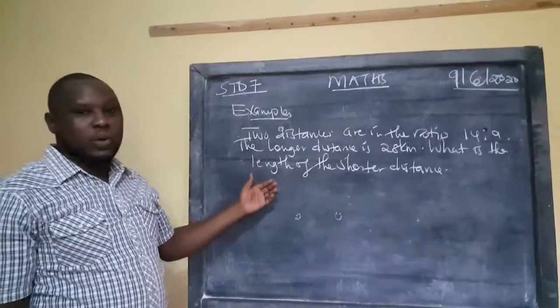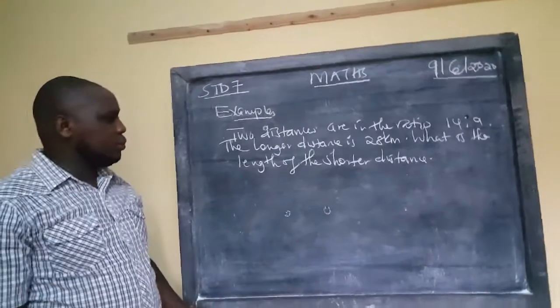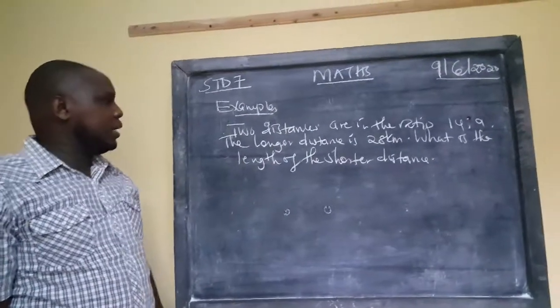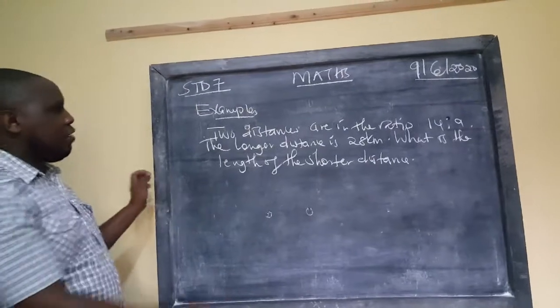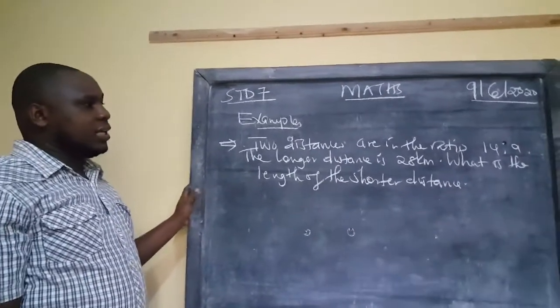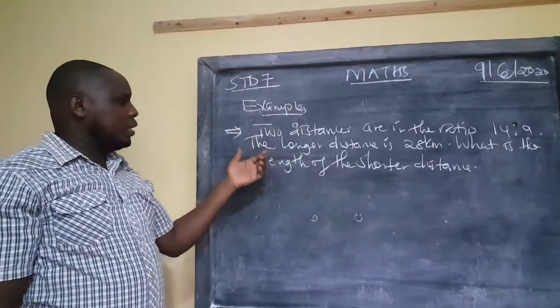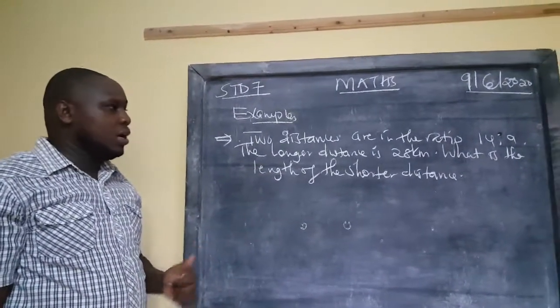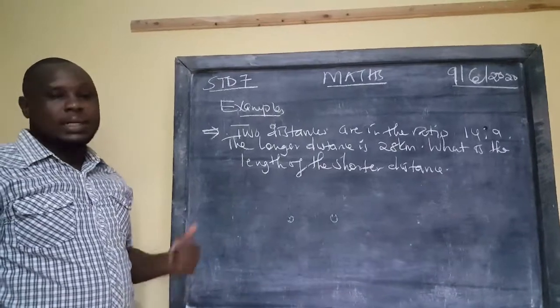In today's lesson, we want to continue from where we left off before we get into another subtopic. I've given an example of a question that I wanted to teach today. Two distances are in the ratio 14:9. The longer distance is 28 kilometers. What is the length of the shorter distance?